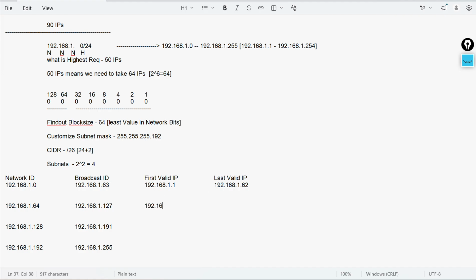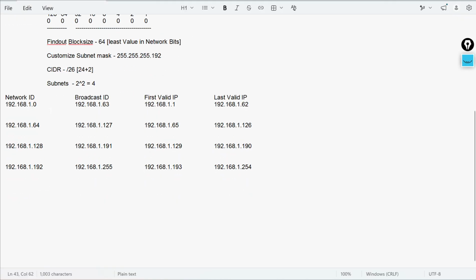So 62 is our last valid IP. Here the first valid IP is 1.65, and here 192.168.1.126, and here 192.168.1.129, and here 192.168.1.190, and here 192.168.1.193, and this one 192.168.1.254. So the first subnet is 1.0, the second subnet 1.64, the third subnet 1.128, the fourth subnet is 1.192.